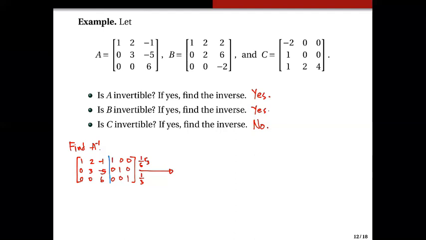So what do we get? Row 1, we did not do anything, so we'll just copy that: 1, 2, negative 1. Then we augment here: 1, 0, 0. And then row 2, we divide it by 3. So we will get 0, 1, negative 5 over 3. Sorry, negative 5 over 3. And then we have 0, 1 over 3, and then 0. And then for row 3, we divide by 6. So this will be 0, 0, 1, and then 0, 0, 1 over 6.